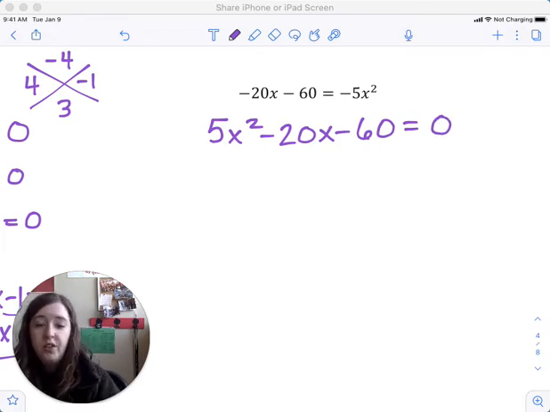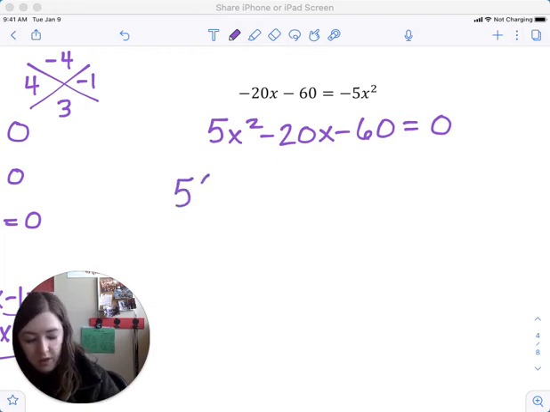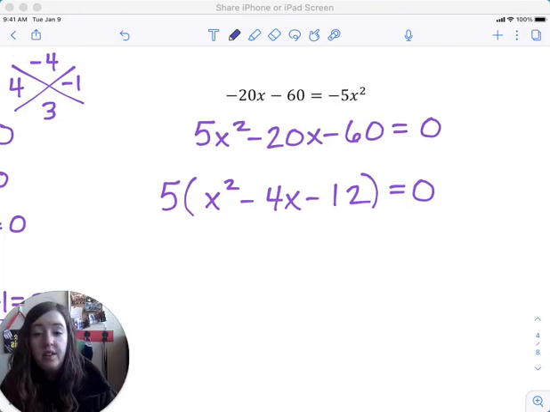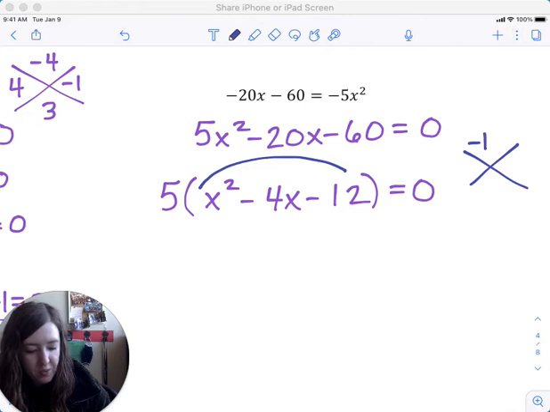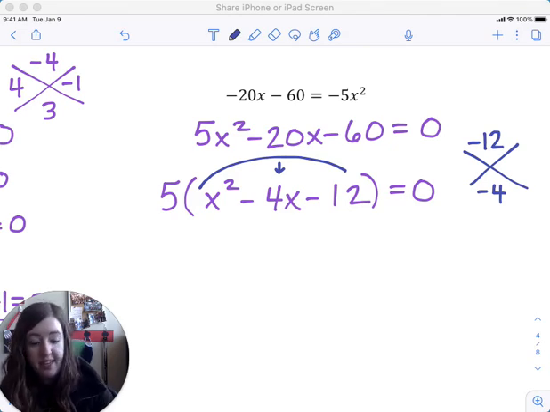So now we're going to look for a greatest common factor of 5x squared, negative 20x, and negative 60. Our greatest common factor there is going to be 5. So when we divide, we're going to end up with x squared minus 4x minus 12. So now we'll focus on factoring just the inside. So we'll multiply our n's. 1 times negative 12 is negative 12. And my b value there in the middle is negative 4. So the two numbers that multiply to negative 12 and add to negative 4 are negative 6 and positive 2.